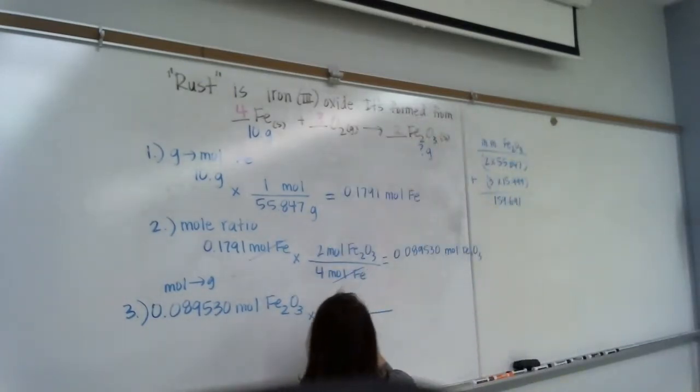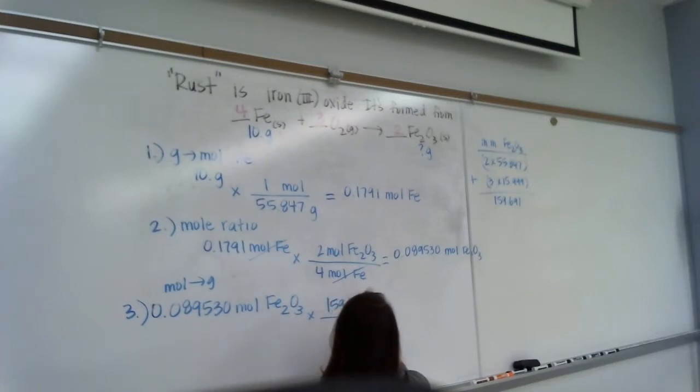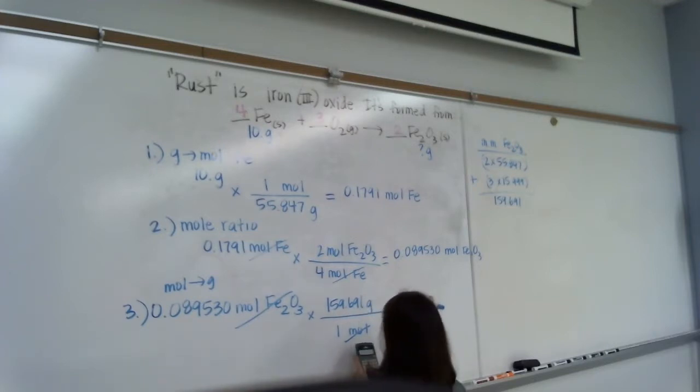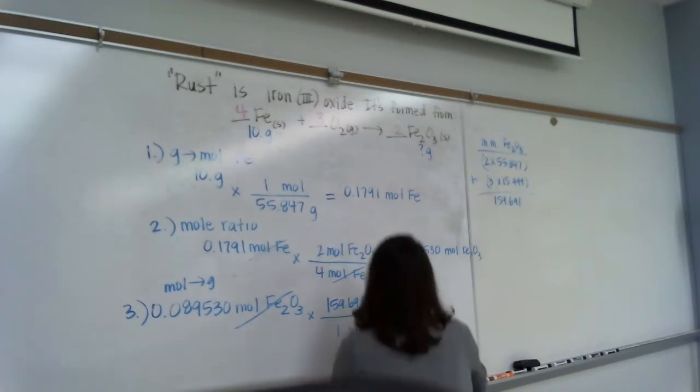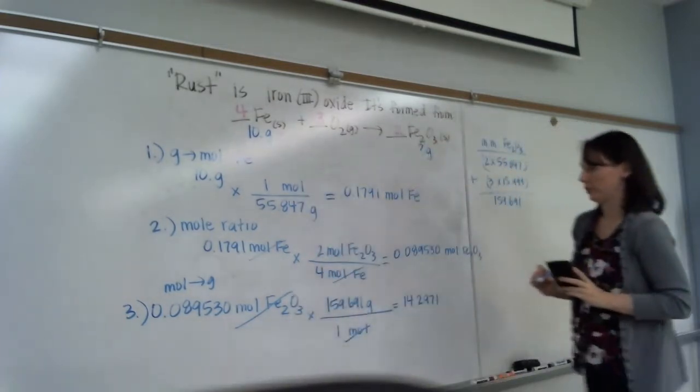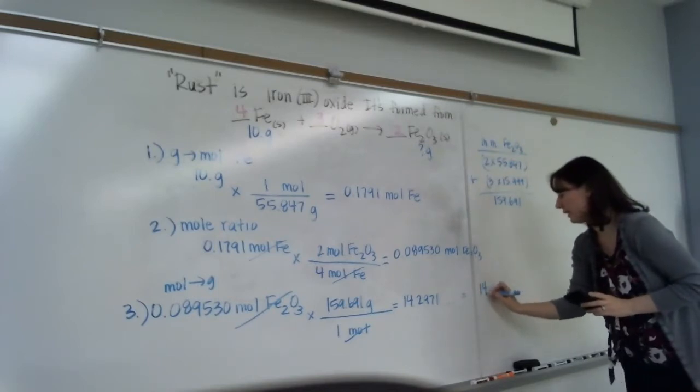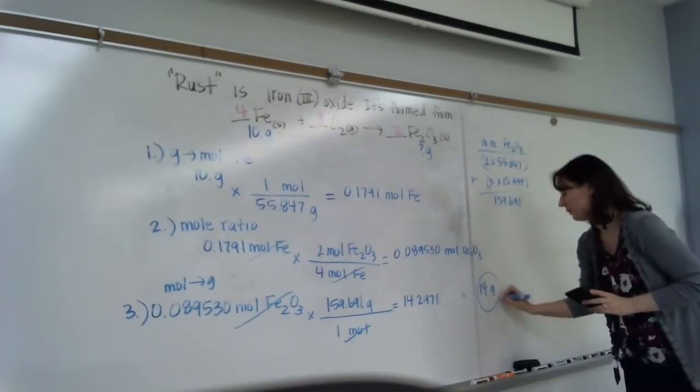All right, 159.691 grams. So moles cancels, we're left with grams. So 0.08953 times 159.691. The calculator tells me 14.2971, and so on. I can only keep two significant figures, all right? So that is just 14, and my unit is grams.